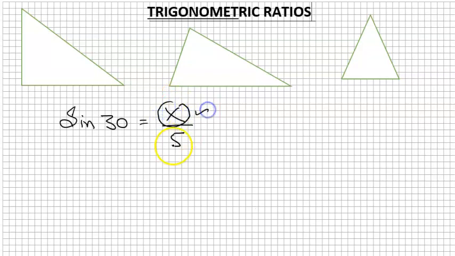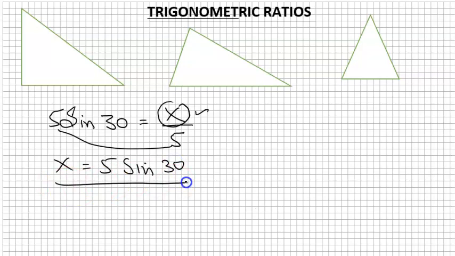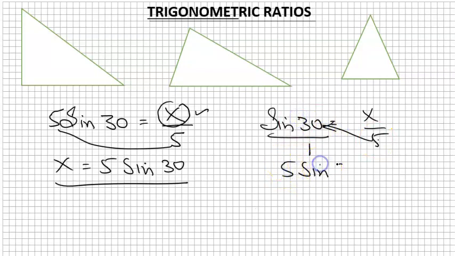So leave x alone and let this 5 go here. So x will become 5 sine 30. There's another method: sine 30 is equal to x over 5. You divide it by 1, you multiply it, 5 sine 30 is equal to x. You can write it this way or you can write it directly. First thing is this. Second is, if x is in the denominator.